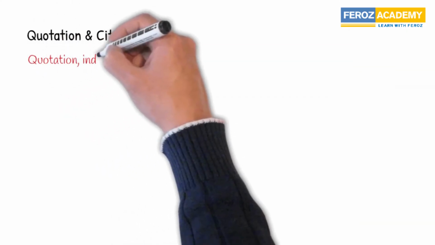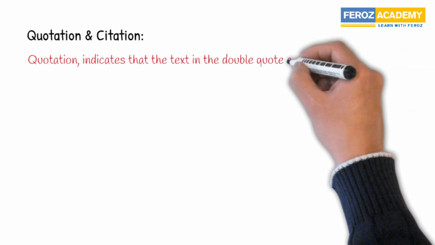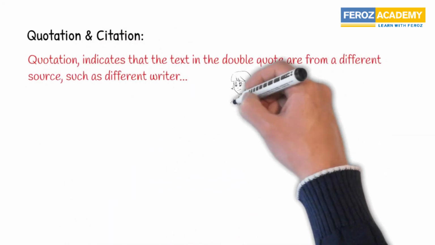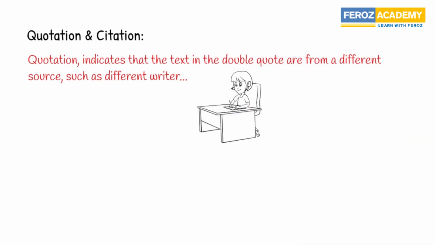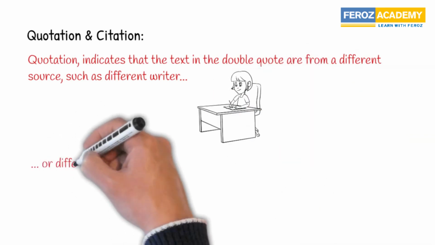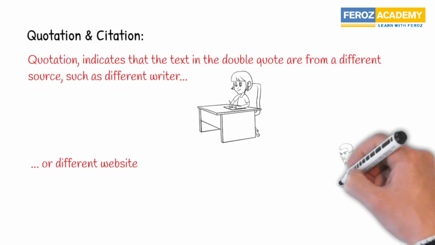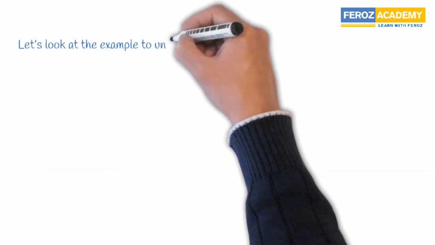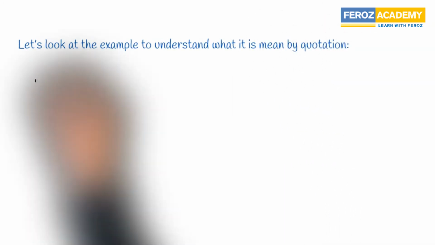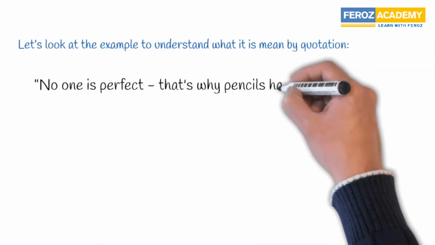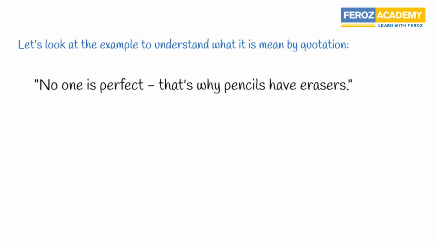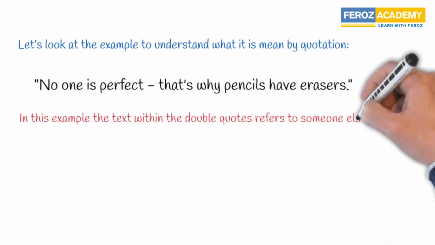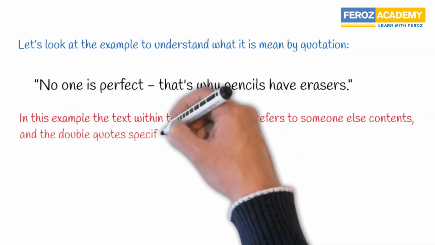Quotations and citations are very common in content writing. A quotation, text within double quotes, indicates that the text in the double quotes is from a different source, such as a different writer or a different website. Let's look at an example to understand what is meant by quotation. In this example, the text within the double quotes refers to someone else's content, and the double quotes specify that this content is a quotation.